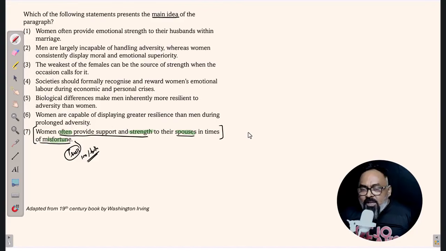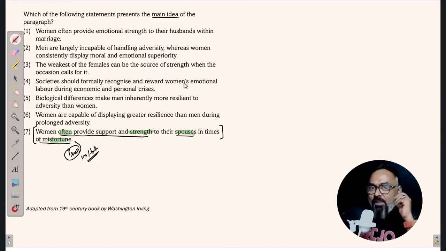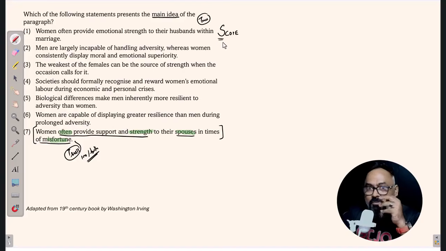Now we need to understand what the problems are. I mean, these are all wrong, and why are they wrong? Women often provide emotional strength to a husband within marriage. Now you would say, wait a minute, what's the problem here? It seems to be a true statement. What is wrong with option number one? It seems to be right. The problem is an issue of what I'd like to call the scope issue.